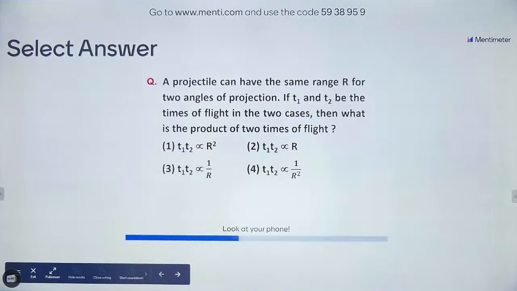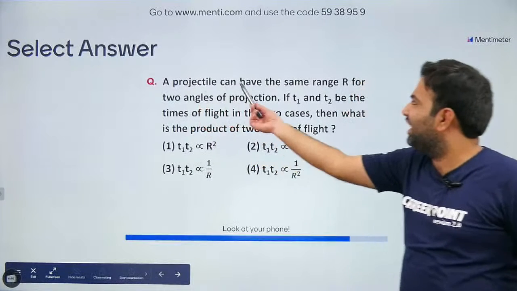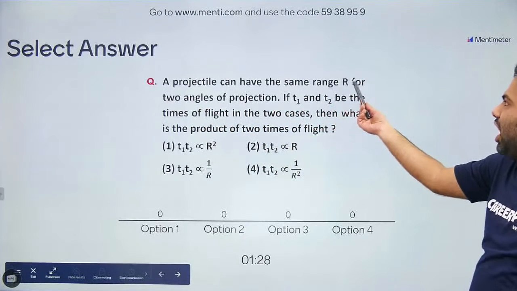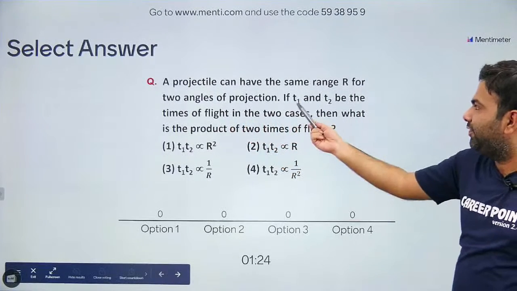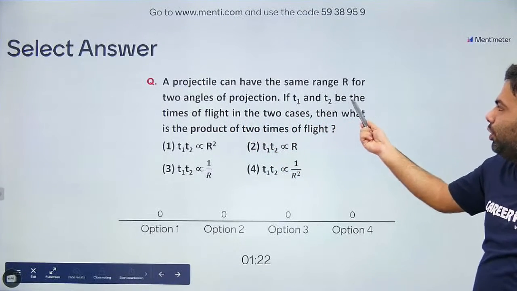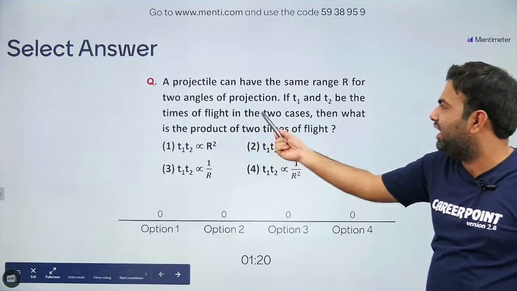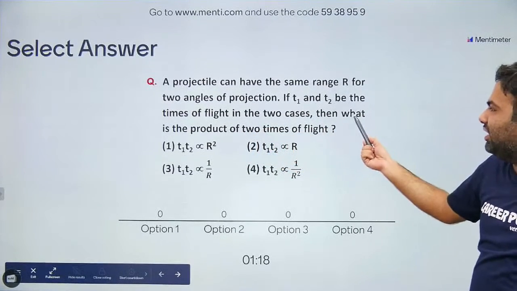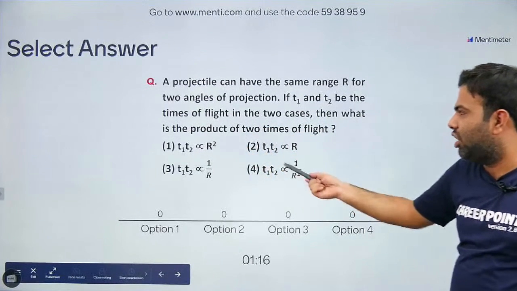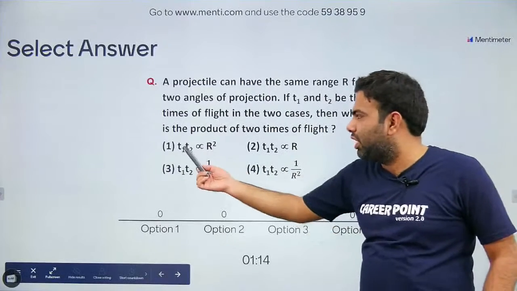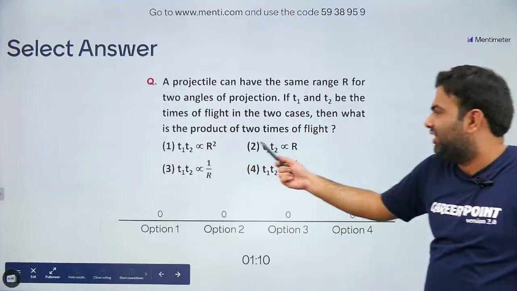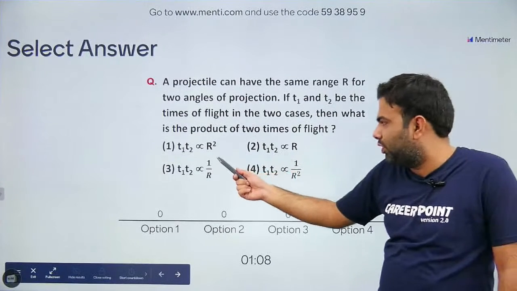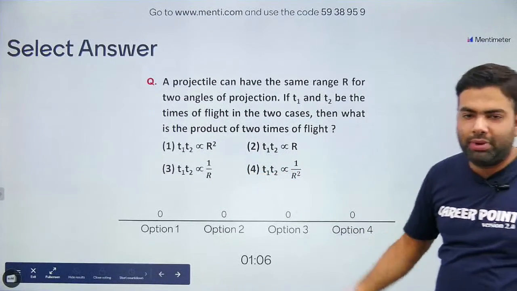Okay, so this is the question for you. A projectile can have the same range R for two angles of projection. If T1 and T2 be the times of flight in the two cases, then choose the correct option. The product of T1 and T2 is proportional to R square, proportional to R, proportional to 1 by R, or proportional to 1 by R square.